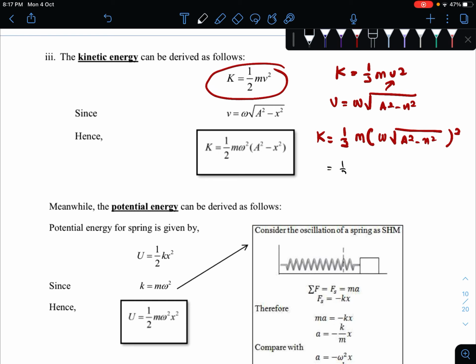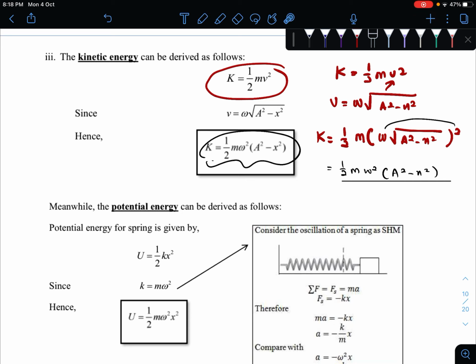And then what's going to happen is half m. You square every term here, so it becomes omega square. The square root and the square cancel, becoming A square minus x square. So this is your equation for kinetic energy for simple harmonic motion: K equals half m omega square bracket A square minus x square.